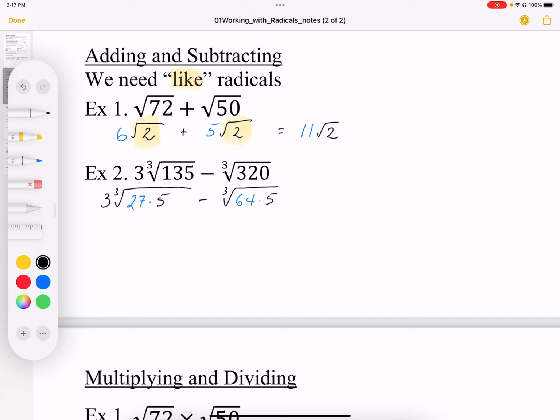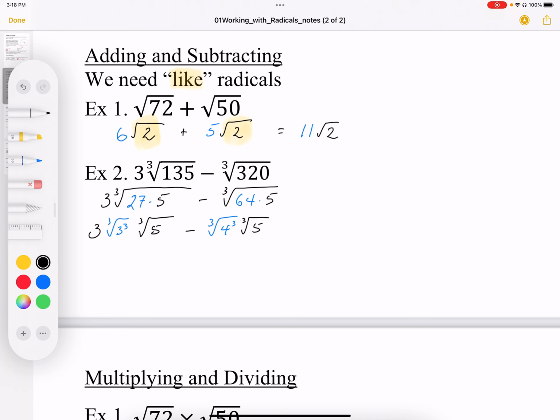Because we have a cube under a cube root, we can rewrite that as the cube root of 3 cubed, so that undoes each other. And then left over is going to be the 5 inside the cube root. Same thing here, we're going to cube root 64, which is 4 cubed. So those undo each other. And then we're left with times cube root 5.